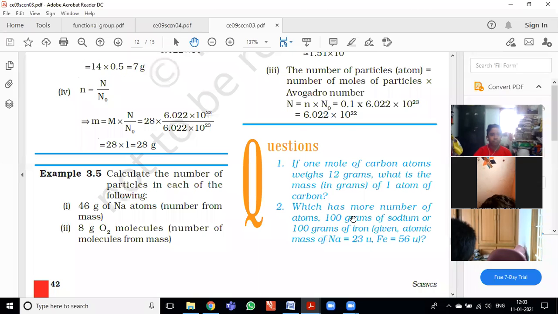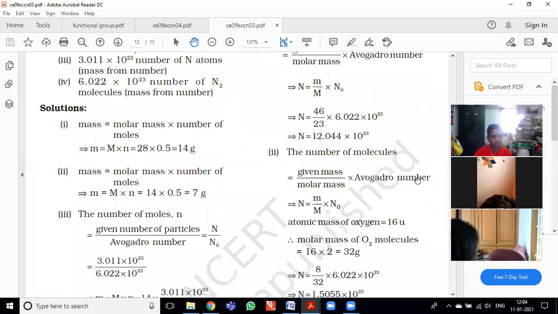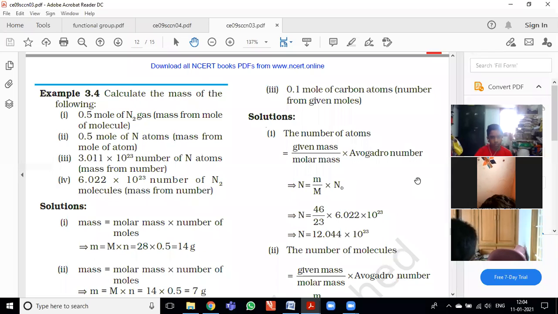Calculate the number of particles in each of the following. I will show one example alone: 46 grams of sodium atoms. From this, we want to calculate the number of particles. See here, what is given? 46 grams. The number of atoms is given mass by molar mass into Avogadro number.